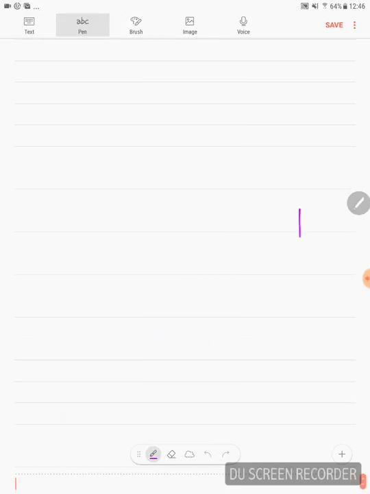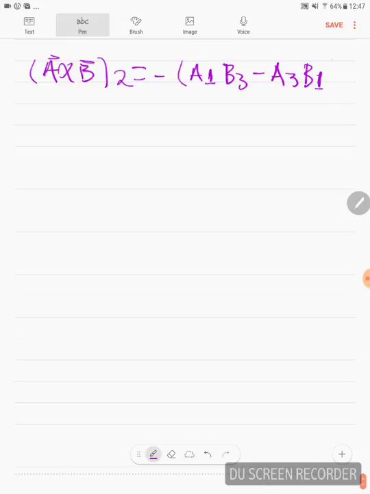So for component 2 of this thing, we will do this. Just a minute, the pen's got stuck here. So for component 2, we will do this. So you have A cross B 2, which is equal to minus A1 B3 minus A3 B1. We can write this in the following way. So we can write this as A3 B1 minus A1 B3.